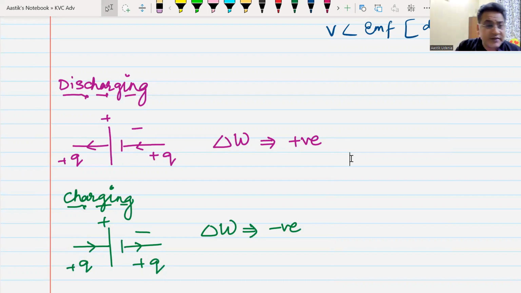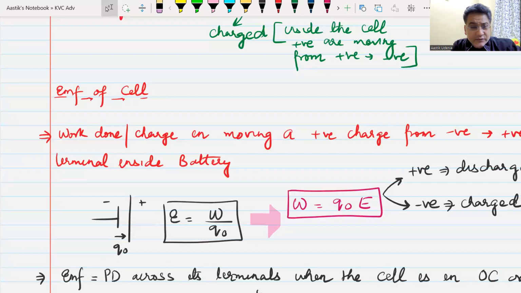Okay then, we'll finish this class here. The thing that we have discussed is battery and its EMF. You don't have to understand the definition of EMF. You just have to understand when the work done is positive and when the work done is negative. Have you noted it down?